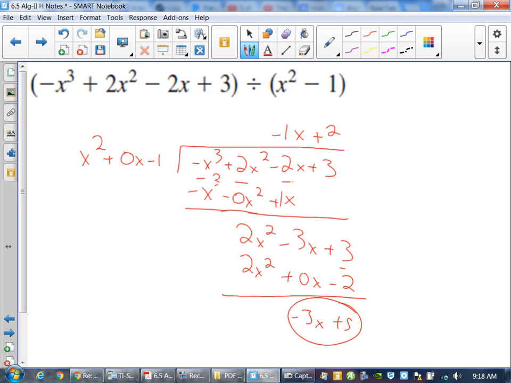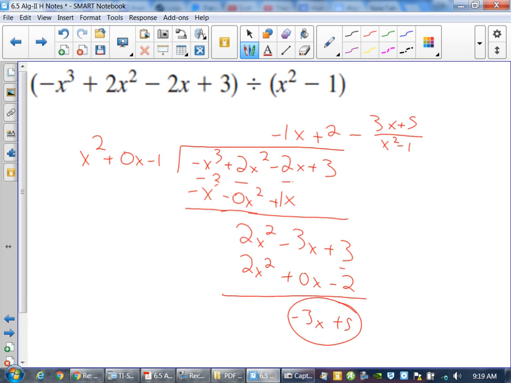That's your remainder. So all you do is up here, since this was a subtraction sign, you just write minus 3x plus 5 over x squared minus 1. You don't have to write it with the 0x. You can if you want to. And that would be your remainder. It's ugly, but it works.